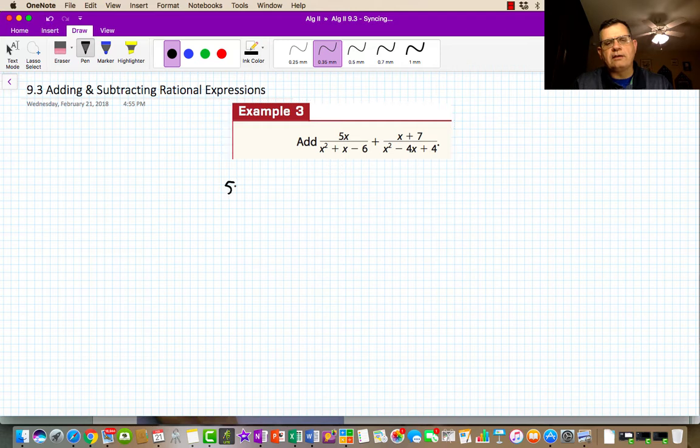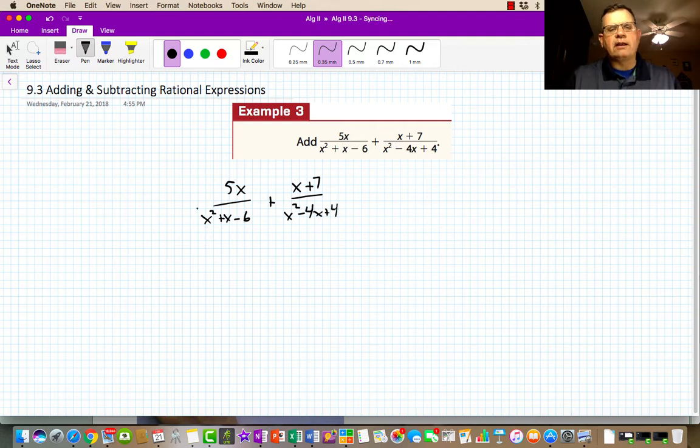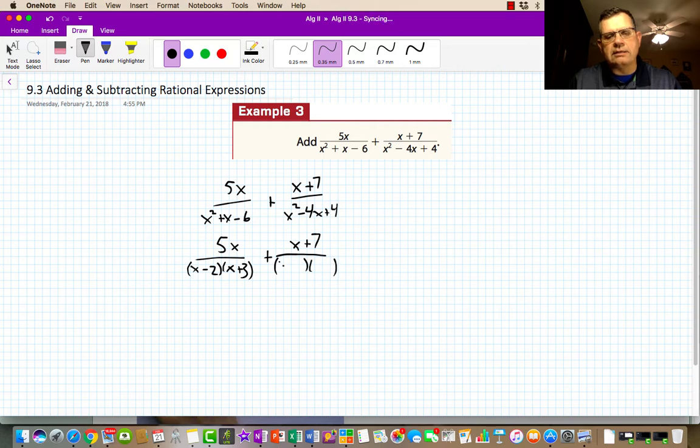So now we have 5x all over x squared plus x minus 6, plus (x plus 7) over x squared minus 4x plus 4. So let's factor the denominators. Two numbers that multiply to give you minus 6 and add to give you 1 are plus 3 and minus 2. Two sets of parentheses, x has to go here to get x squared. Two numbers that multiply to give you 4 and add to give you minus 4 are minus 2 and minus 2.